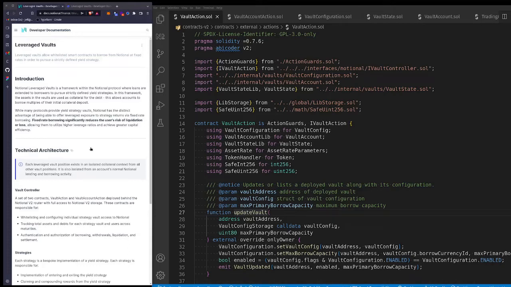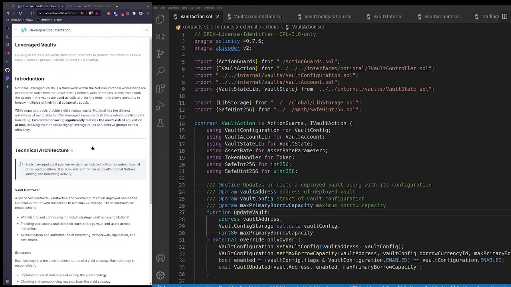Hi everyone. In this video, we're going to do a technical walkthrough of Notional leveraged vaults. Notional leveraged vaults is a new framework we're launching within the Notional protocol, where borrowers can borrow via a whitelisted smart contract called Strategy, where the borrowed funds will be deposited into a strictly defined yield generating strategy.